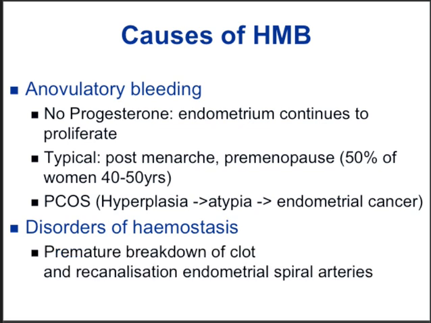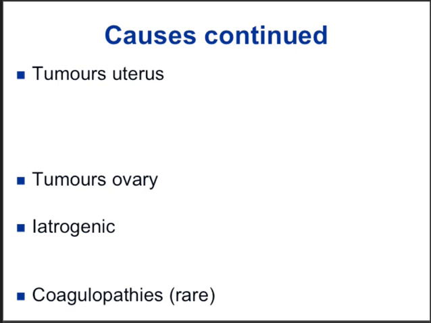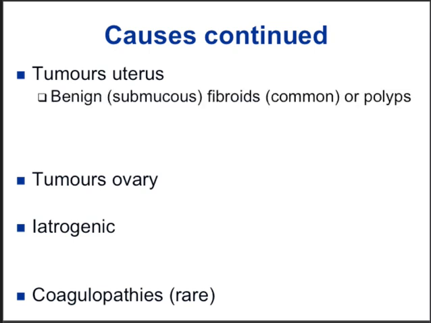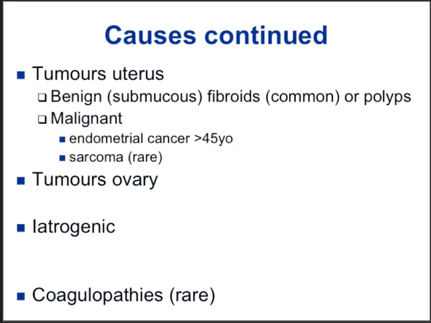Disorders of hemostasis, that means that the clot formation is prematurely broken down and the recanalization of the endometrial spiral arteries commences earlier than usual. What other causes do we know? Tumors of the uterus, very rarely tumors of the ovary, iatrogenic quite often, and coagulopathies. Coagulopathies are very rare. Tumors of the uterus benign, very common, submucous fibroids or polyps of the endometrium.